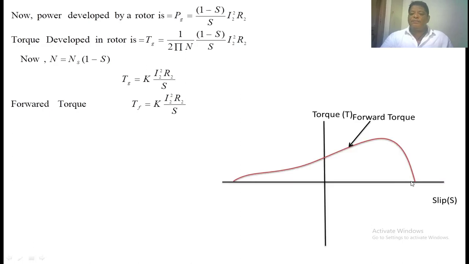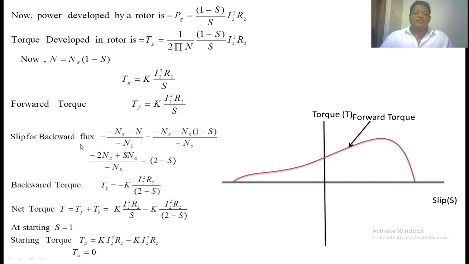If you draw the slip torque characteristic of the forward torque, this is the profile of the graph. The slip for the backward flux, you have to take as (minus Ns minus N) by minus Ns. Simplifying this, finally you get 2 minus s. Now for the backward torque, in place of s you substitute this. You get the backward torque equal to minus K into I2 square R2 by (2 minus s). The total torque developed in a single phase induction motor is equal to the forward torque plus the backward torque. Now you add this equation and this equation. Finally you get K into I2 square R2 by s minus K into I2 square R2 by (2 minus s).